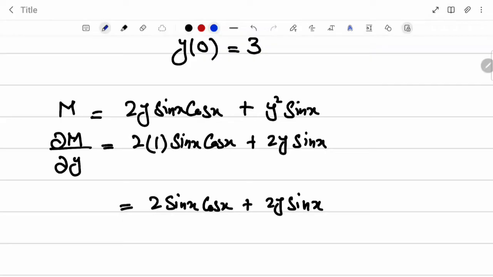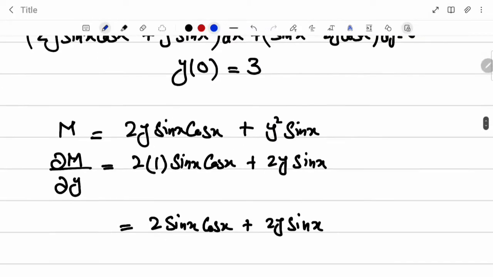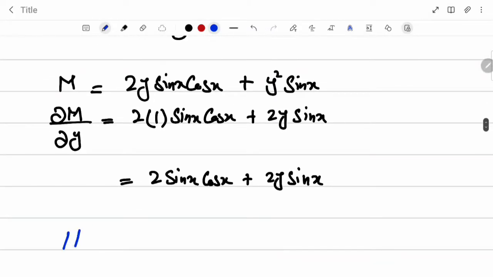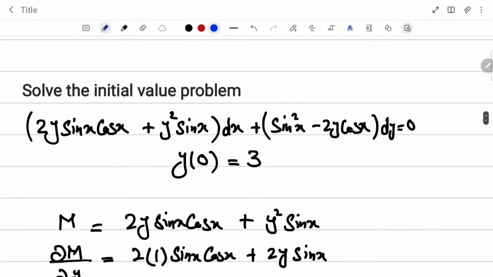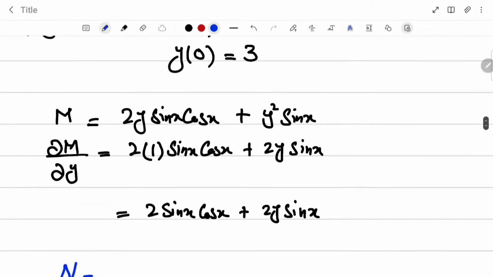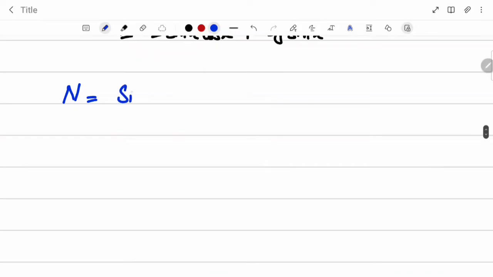This is M. Now we will consider N. Okay, sometimes the examiner will deceive you. We make a habit that dx comes first and then dy, but sometimes they give dy first. So be careful while reading a question. The one with the y is actually N.